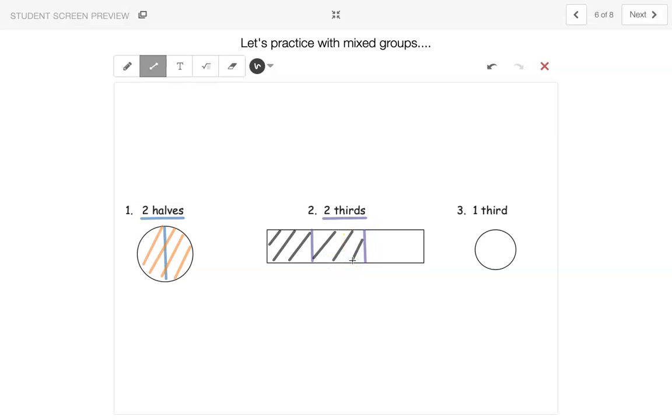And then 1/3. This one's a little tricky to do. So I suggest you watch me do it and then you can try it, all right? But you come down to the center, okay? And then we're going to go over to the side. And then we're going to go over to this side. 1, 2, 3. And it wants us to shade in 1/3. 1 out of the 3. There you go.